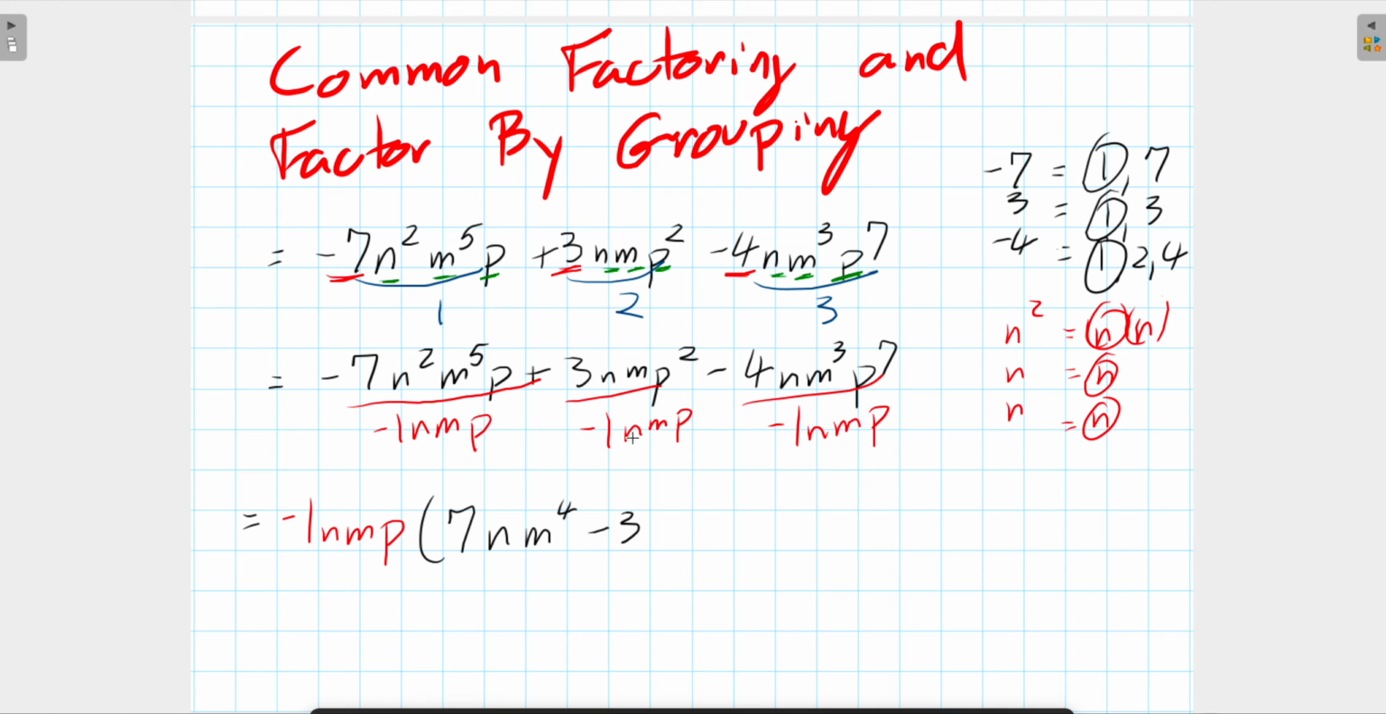The n's create a 1, the m's create a 1. In other words, think of them as canceling themselves out. P squared divided by p leaves us with p. The rest of the stuff kind of dropped off. -4 divided by -1 is +4. The n's create a 1. M cubed, or m to the power of 3, divided by m is m squared. And p to the power of 7 divided by p is p to the power of 6. And there we go. There's our factor by grouping question.